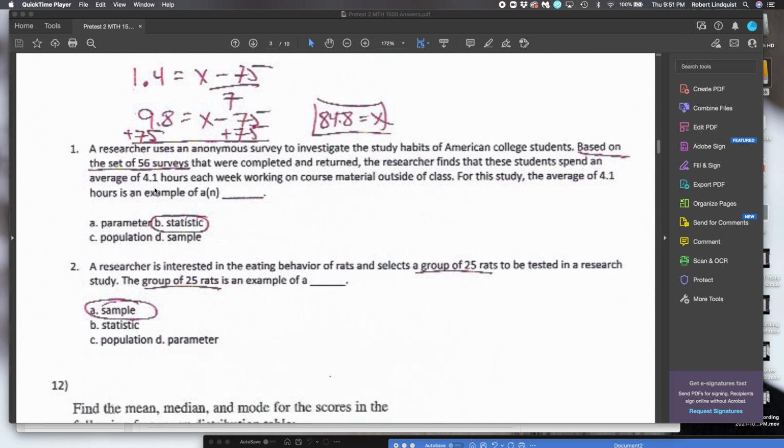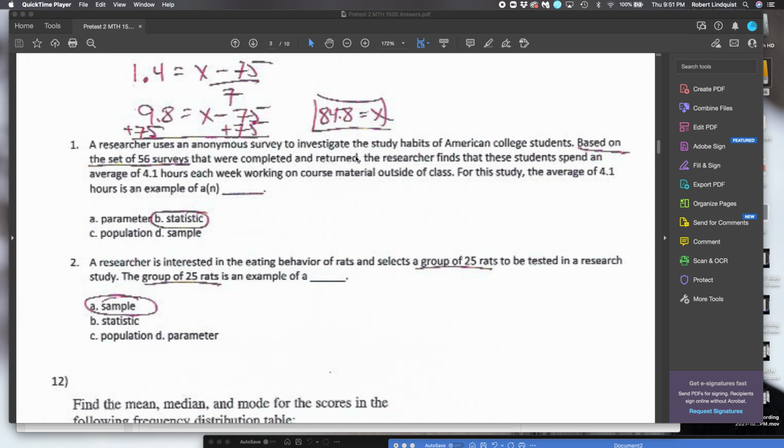Okay? Number 1 underneath. A researcher uses an anonymous survey to investigate the study habits of American college students based on the set of 56 surveys that were completed and returned. Based on the set of 56 surveys that were returned, the researcher finds these students spend an average of 4.1 hours a week. What is the 4.1 hours? It's a statistic because it's taken from a sample. There's more than 56 college students in the United States. So that was just 56 returned surveys. Statistics come from samples. Remember, PPSS: population will give parameters, and samples will give statistics.